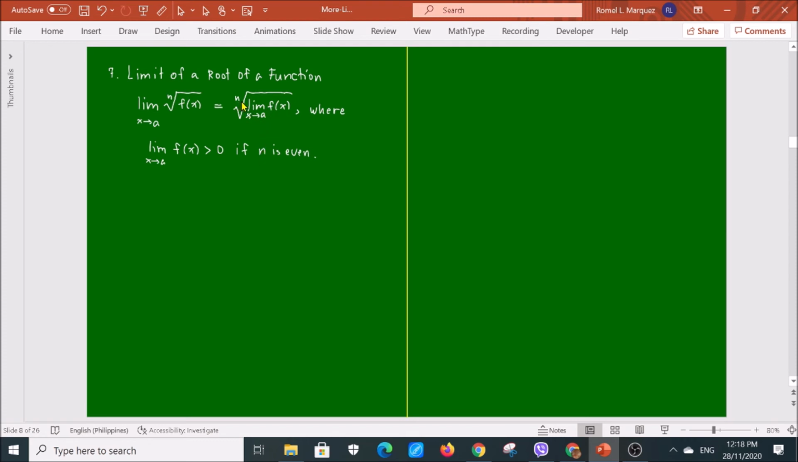If it is a cube root, no problem. The limit inside can be any number. Is that clear, children? Yes, sir. Okay. So let's now begin.